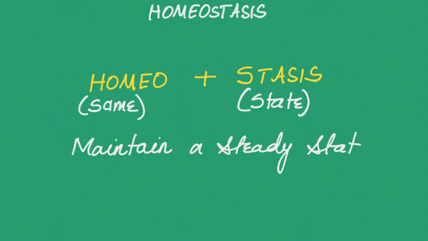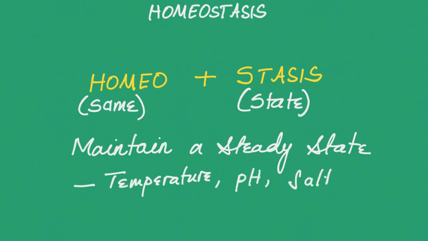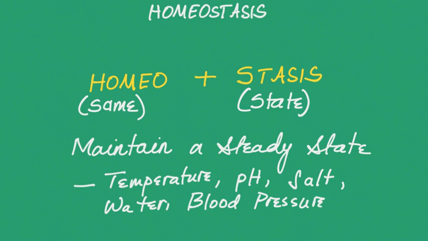The body has a set point for various variables such as temperature, pH or acid base, salt, water, and blood pressure, to name a few. When the set point is reached, the body is in homeostasis. If the body deviates from the set point, there are many mechanisms that bring it back to the set point.